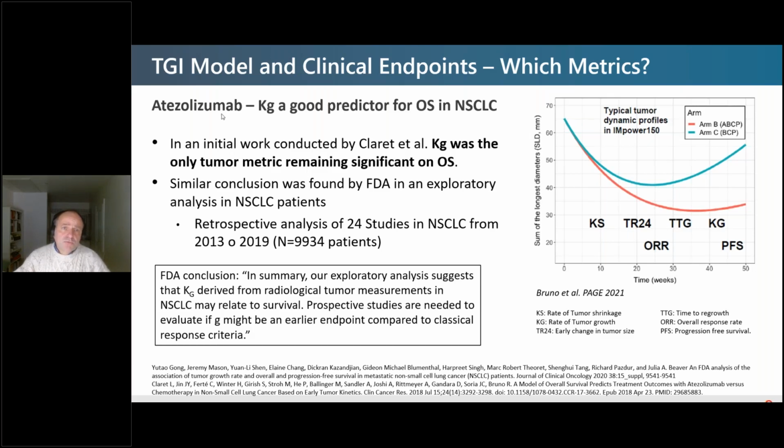Similar conclusion. So this was done on one specific set of data, and FDA conducted a similar type of analysis on non-small cell lung cancer patients with a larger database of 24 studies and about 10,000 patients. FDA came to pretty much the same conclusion, saying that KG was as well a good metric to predict survival, or at least to relate with survival, and that eventually we would need additional studies to really look at the impact of this tumor growth rate to see how reliable it can be as a predictor for efficacy.